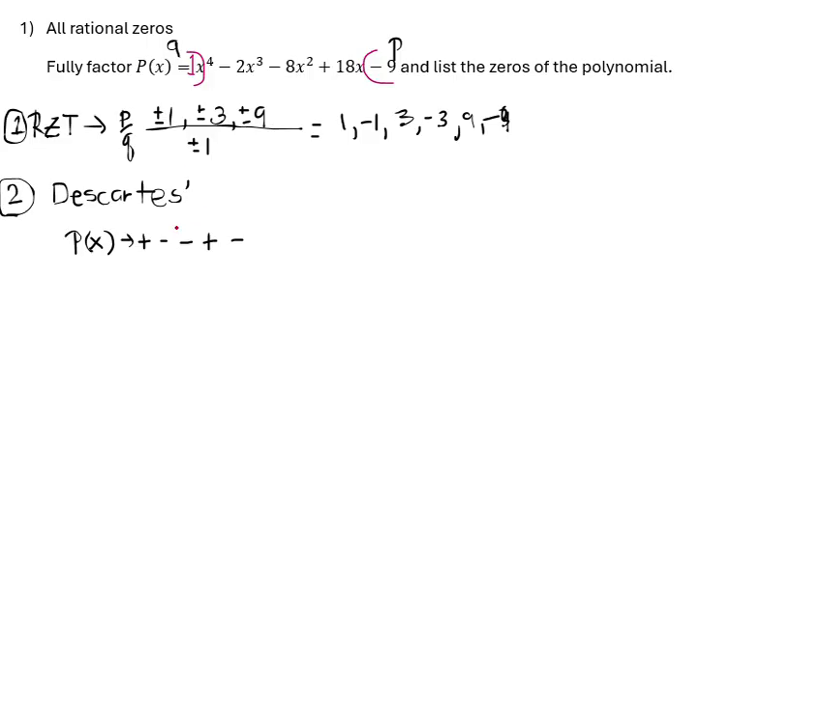If I look at the signs and what's happening there, we switch from positive to negative, then we switch from negative to positive, and then we switch from positive to negative. This is a total of 3 sign changes.